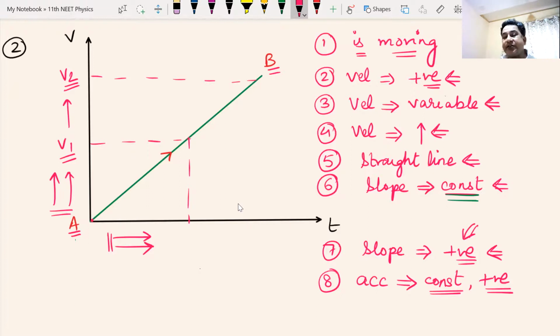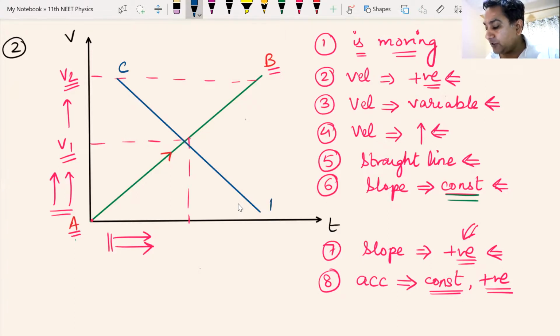To save some time, instead of drawing a different graph, I will try one more graph in the same thing. Now the graph goes like this, and I'll call it moving from C to D. The particle is moving from C to D, the blue graph.